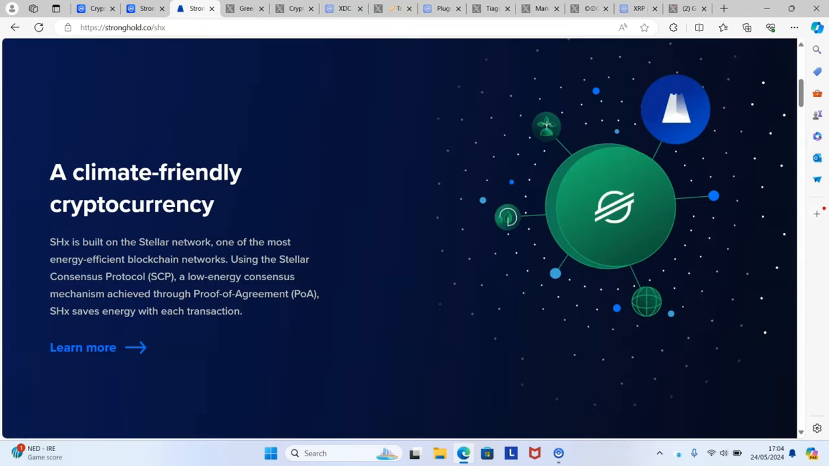And one of the reasons I keep on buying SHX, and this is not financial advice, guys, is because SHX is built on the Stellar network. Stellar is one of the most energy efficient blockchain networks. SHX is gonna be a monster in the payments space. Wait till you listen to the news I've got lined up for you today.